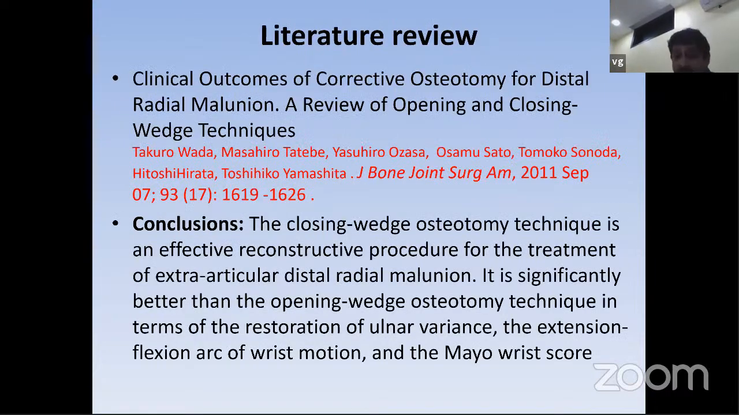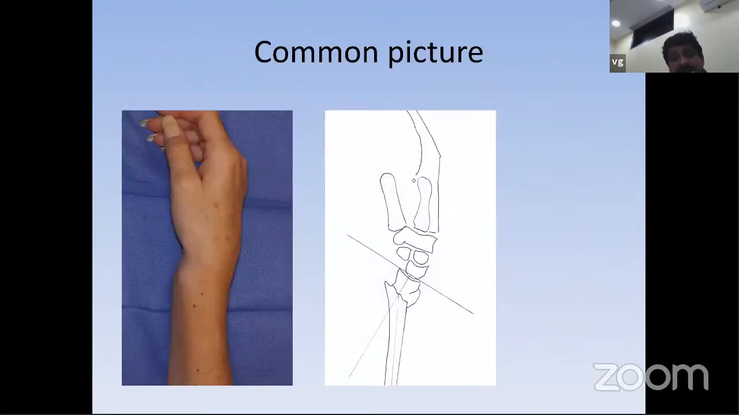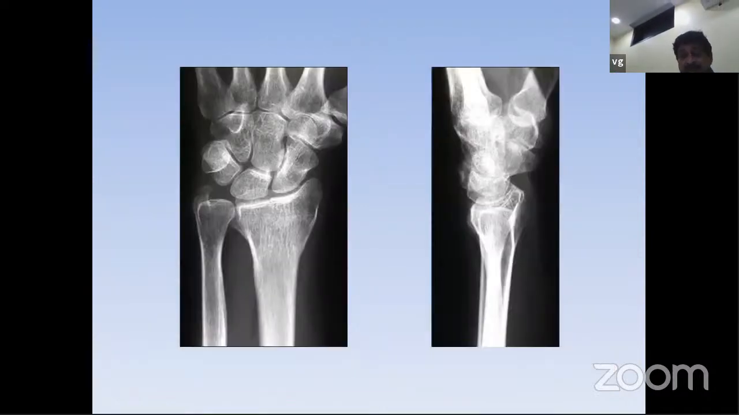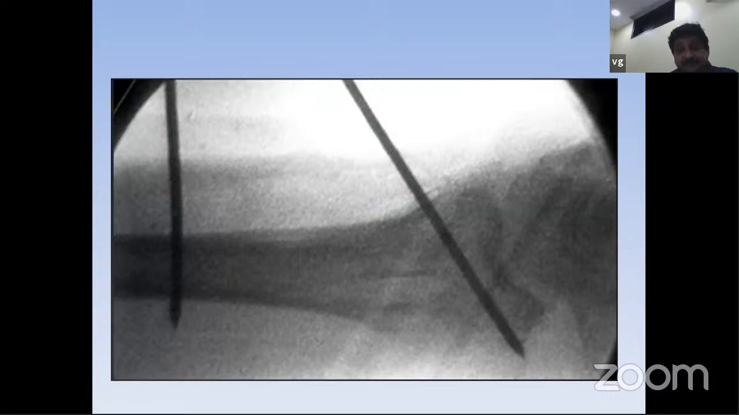So I'll not go through the literature because this talk was more on the practical guides. This is the common picture, malunited distal radius, dorsal tilt. This is how you can create your tracings, correct the alignment on the X-ray and calculate the angle on tracing, and you can practically do the osteotomy and correct the angulation. Another case like this, dorsal tilt.